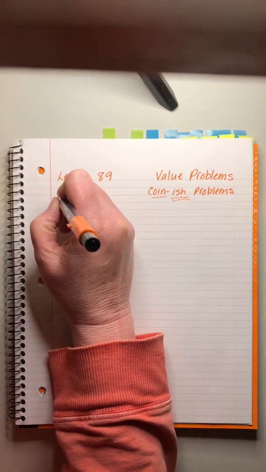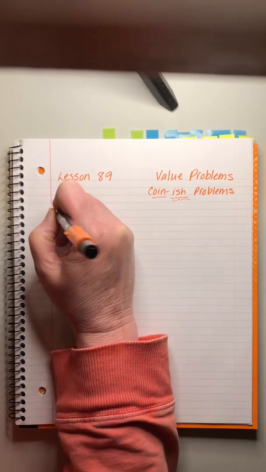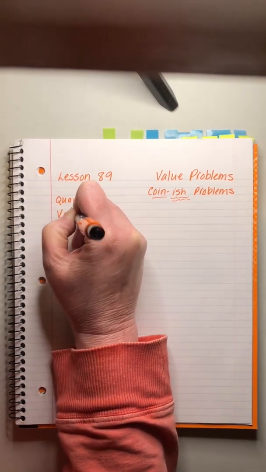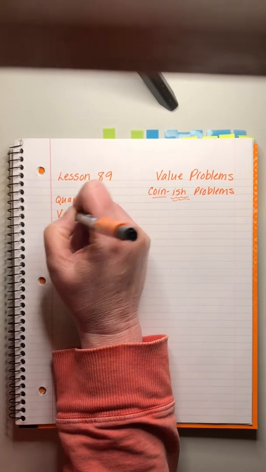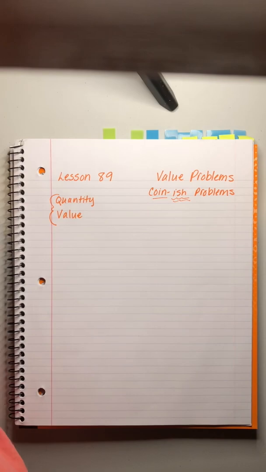And you remember that the whole jam with the coin problems is first we write an equation about the quantity, the number of things that we have, and then we multiply the quantity numbers by the value, what they're worth, right? So we're going to follow the same pattern of quantity and value in our new ones.